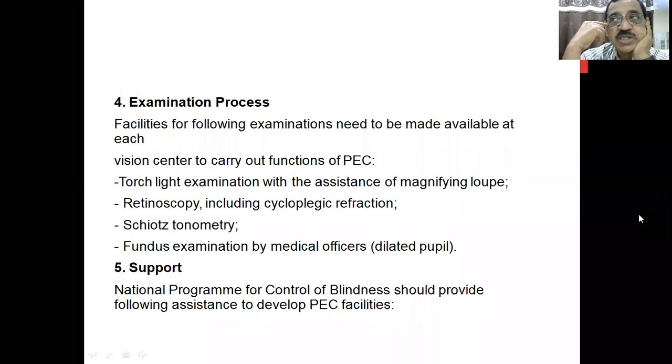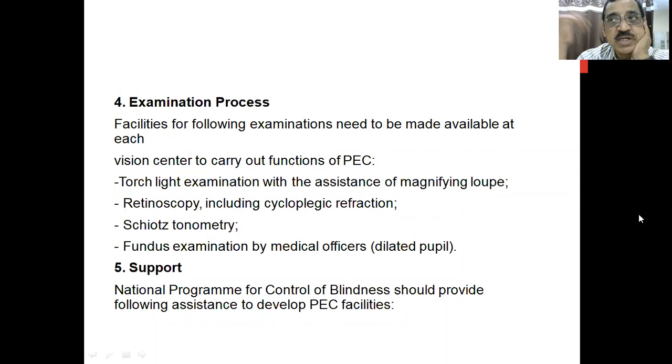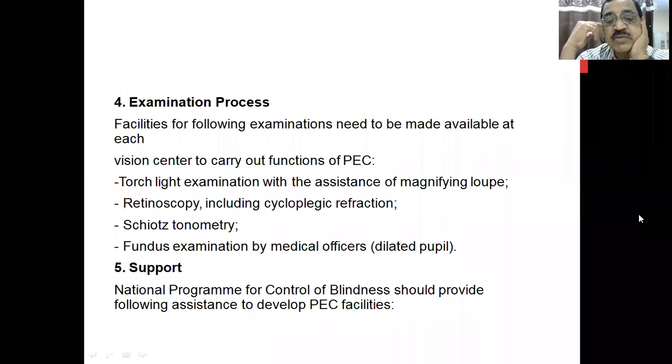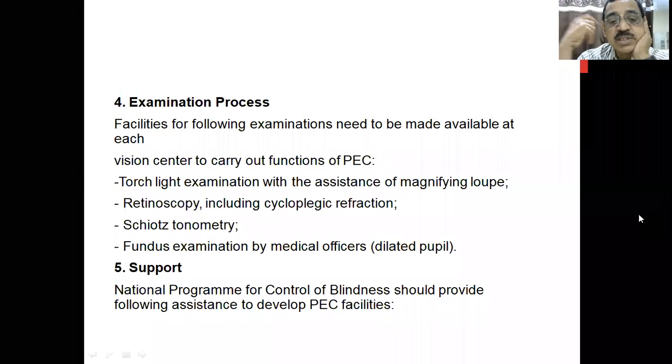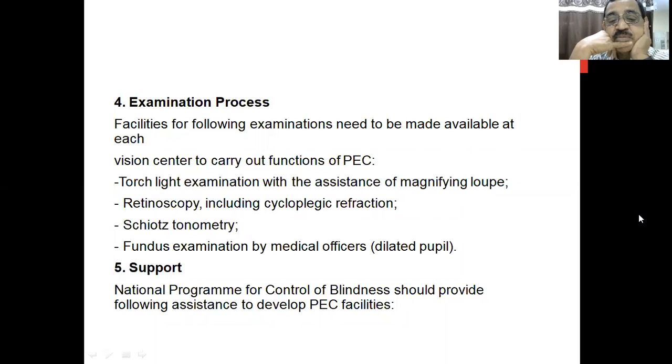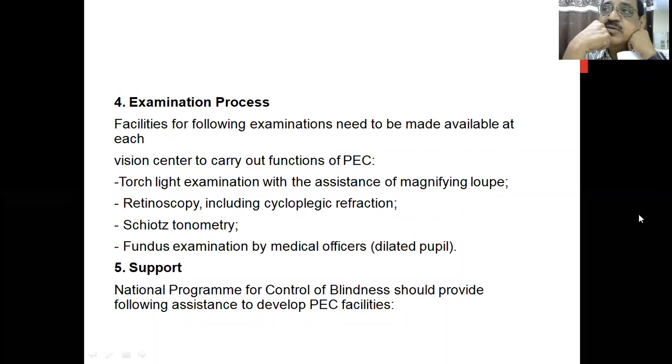And Schiotz tonometry, it is a portable tonometer as you all know, and the tension can be taken, especially for individuals who have a family history of glaucoma and who are above 40 years. Their intraocular pressure will have to be taken at regular intervals with a Schiotz tonometer, because it's a portable one. And fundus examination by the medical officers. The medical officers in charge at the primary health centers can be taught to see the fundus, to identify the major disorders and to refer them in case of necessity.